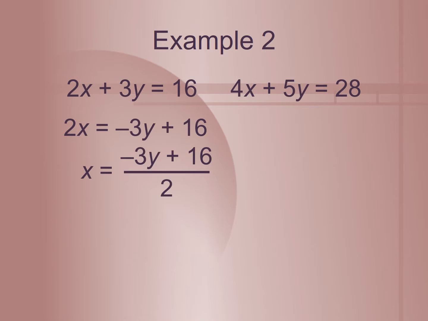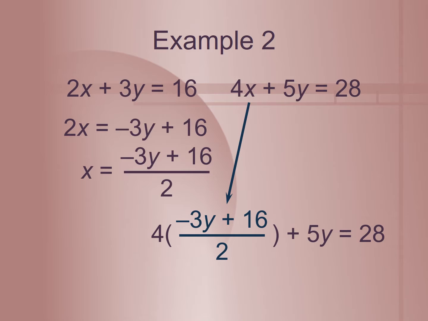So instead of dividing every term by 2, I'm going to leave it as one big fraction for now. The reason is that we said 2 was a factor of 4. So when I substitute this big expression for x into my other equation, I'll have 4 times that whole big fraction plus 5y equals 28. But notice how the 2 and the 4 are going to reduce. That was the whole point of solving for x here, since 2 was a factor of 4. So now 2 goes into 4 twice.